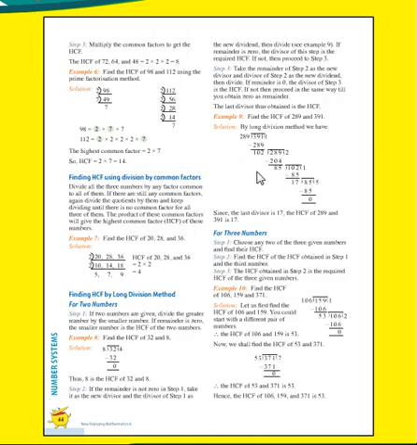Now we'll move to the third step: multiply the common factors to get the HCF. What is the common factor? 2, right? So we'll multiply this. The HCF of 72, 64 and 48. The common factors are 2, 2 and 2. So 2 times 2 is 4, 4 times 2 is 8. It means 8 is the common factor of all these numbers. Okay, 8 is the HCF of the numbers. What are the numbers? 72, 64 and 48, and the HCF of all these numbers is 8.